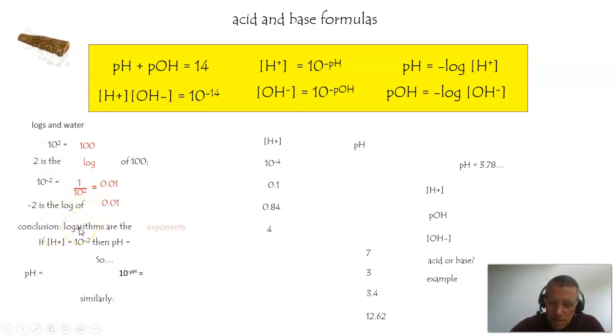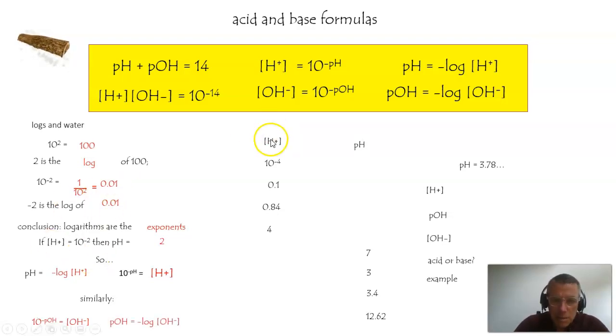So logarithms are those exponents. Therefore, if the hydrogen ion concentration is actually 10 to the minus 2, which is, believe it or not, pretty high, the pH is 2. So the pH is the negative log of the hydrogen ion concentration, and 10 to the minus pH equals the H plus. Do the same thing with pOH. Fine. Now let's solve some problems.